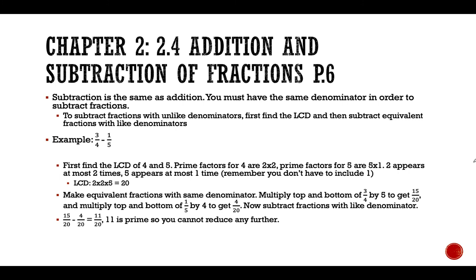Now subtract fractions with like denominator. 15 over 20 minus 4 over 20 equals 11 over 20. 11 is prime, so this cannot be reduced any further.